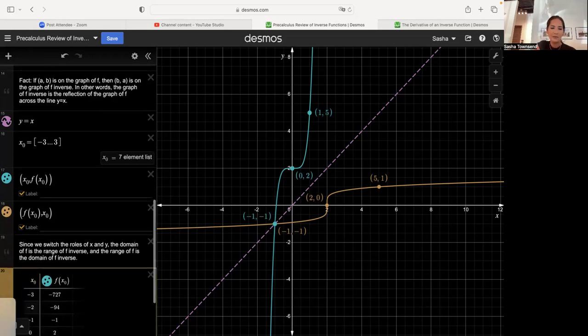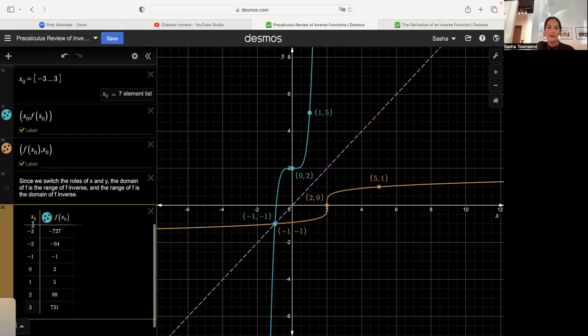And we can create a table of values if we want to. For these x values between -3 and 3, these are the corresponding y values. If we wanted to, we could switch, we could call these our x values and call these x values our y values. And that would give us points on the graph of f inverse.